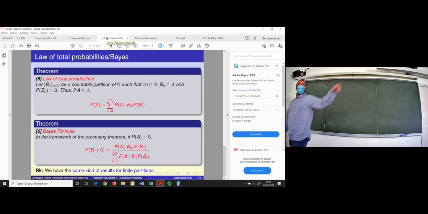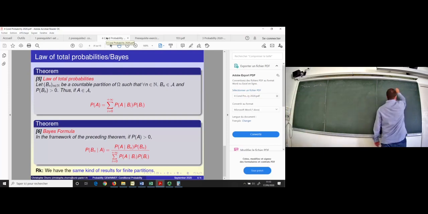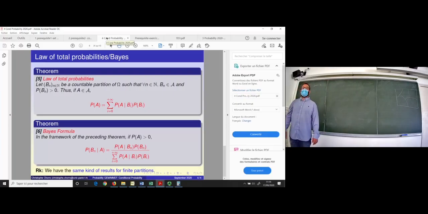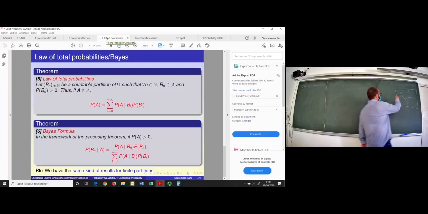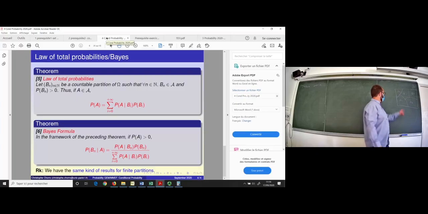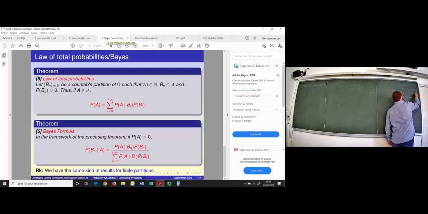So, in theorem 5, I consider Bn to be a partition. If I do a picture, a partition is this kind of thing. You have the universe, and you cut it in smaller parts without overlap. So you have B0, B1, B2. But here it's a finite partition with 1, 2, 3, and 4.